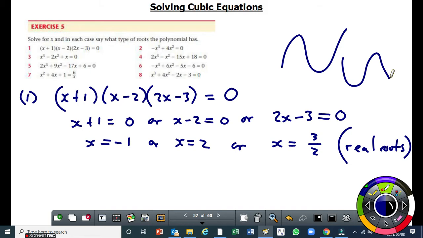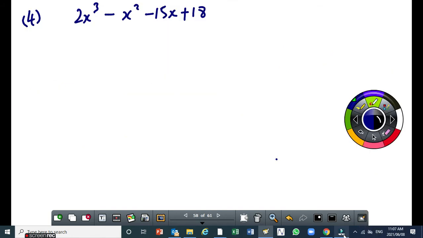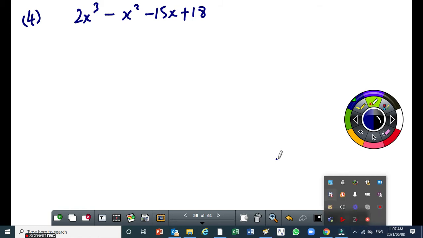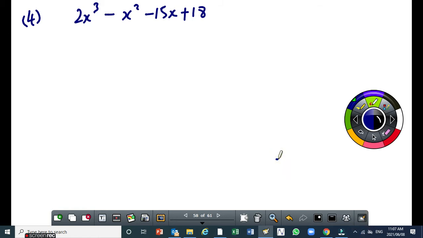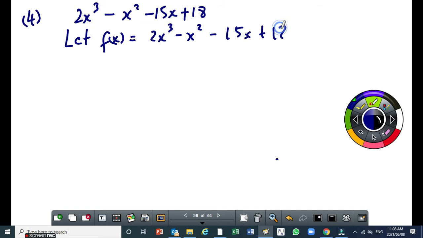Let f(x) be equal to 2x^3 - x^2 - 15x + 18. That's the first thing. So we're going to use trial and error to determine the first factor.